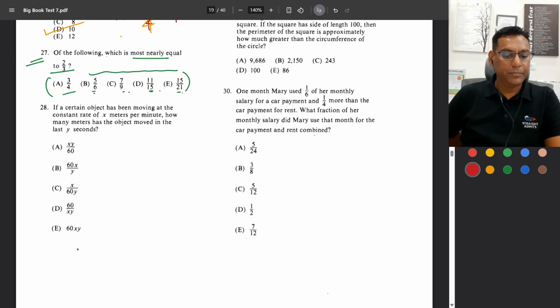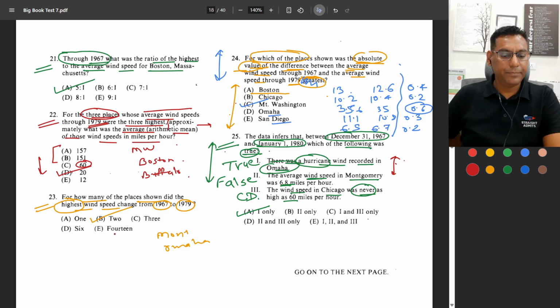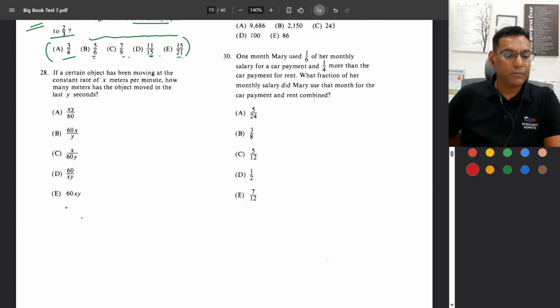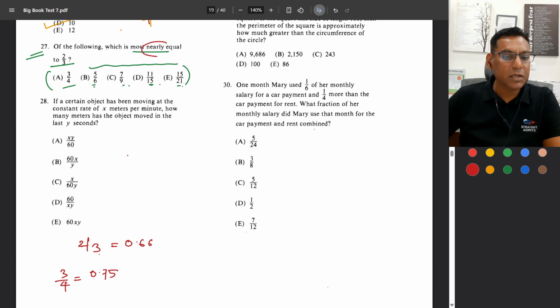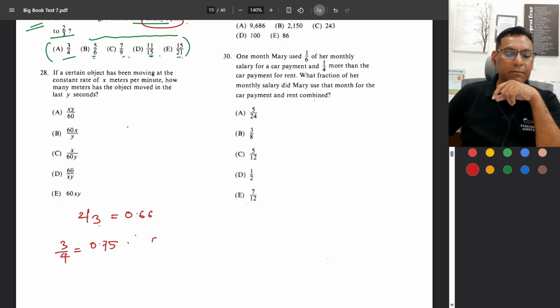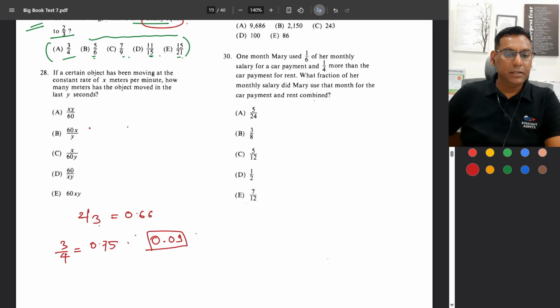Okay, let me compare all of them. 2 by 3 is equal to 0.66. Okay, so 3 by 4, the denominators are 3 and 4, so it's easier to do it fraction wise. So 3 by 4 is 0.75. And what do I have to do, by the way? Which is most nearly equal. So the difference between these two is what? 0.6 and 0.7. Difference is 0.09. That's the difference. All right, the other calculations I'm going to do in fractions, because those are easier.